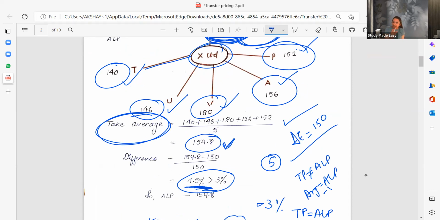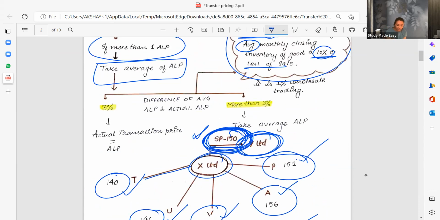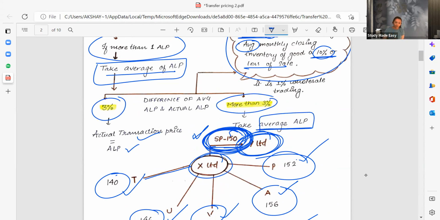If the average and the actual transaction price have a difference of only 3%, it is fine, no issue. But if the difference is more than 3%, then your average will be your arm's length price. Understood this? So here I have written, take average. If the difference is within 3%, your actual transaction price is your arm's length price. But if it is more than 3%, then take the average as your arm's length price.